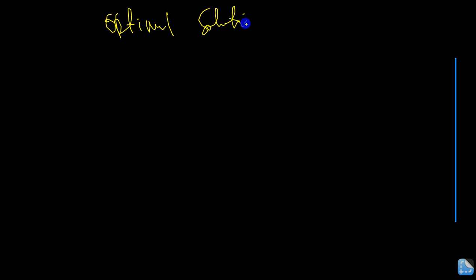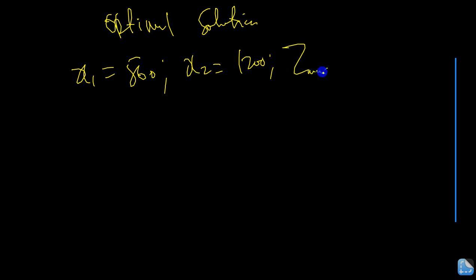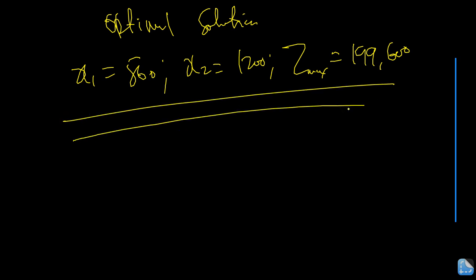So in the exam, you're going to say therefore the optimal solution is equal to x1 is equal to 560, x2 is equal to 1200, and z max is equal to 199,600. So ladies and gentlemen, this is the solution.